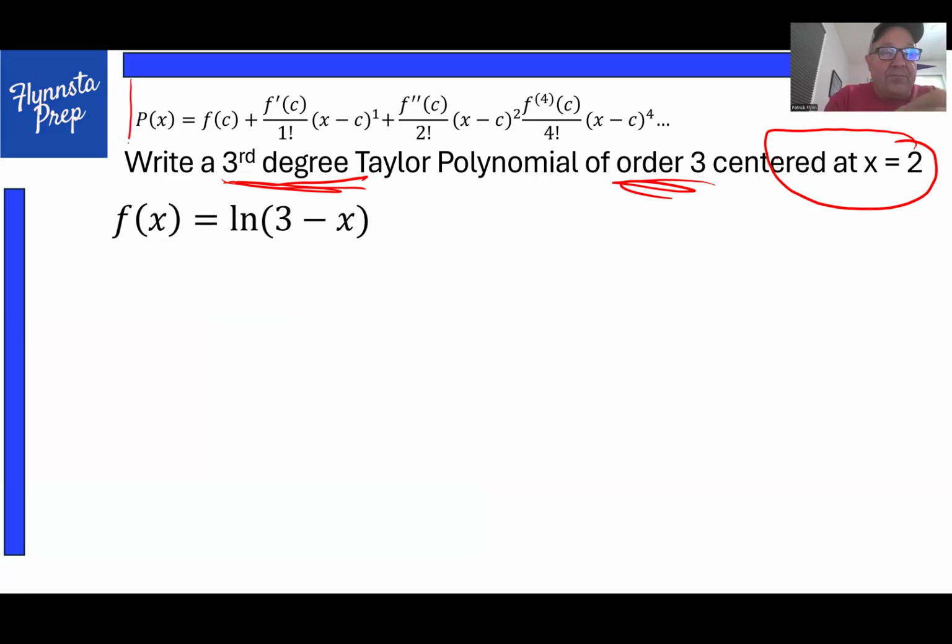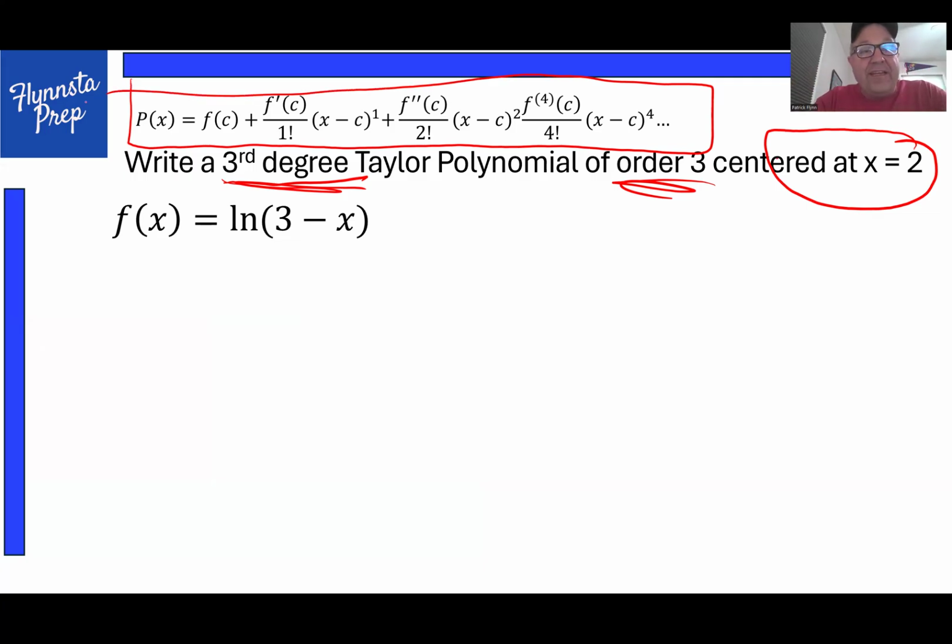Notice a Taylor polynomial is just like the Maclaurin, except the derivatives will be at whatever center we're dealing with. In this case, c is equal to 2, right? That's what we're centered at. C is the center. And instead of being x to the first, x to the second, x to the third, we're going to have x minus the center. So x minus 2 will be in there.